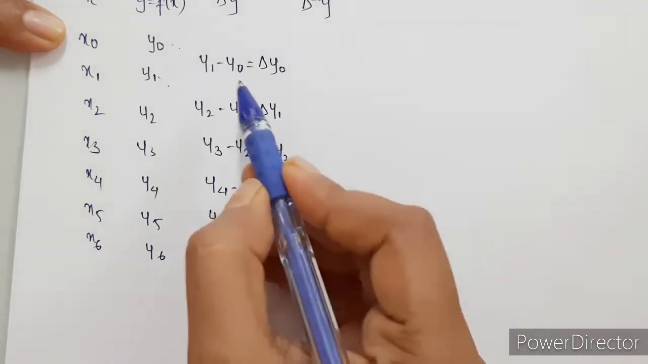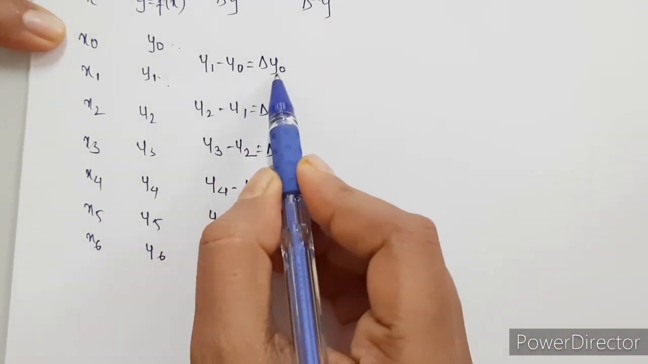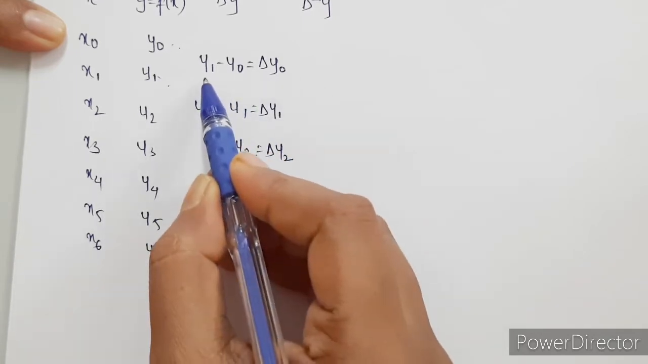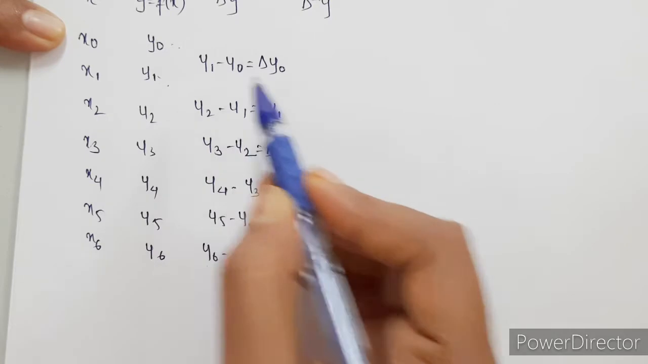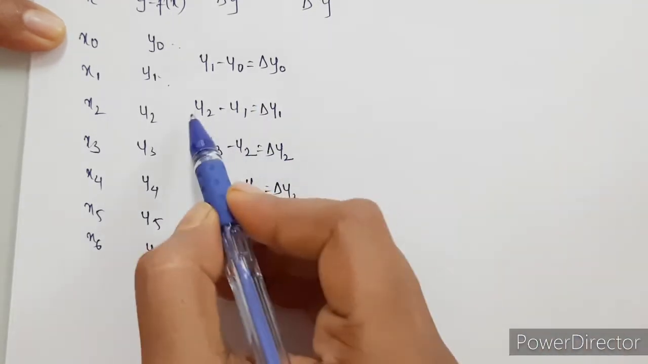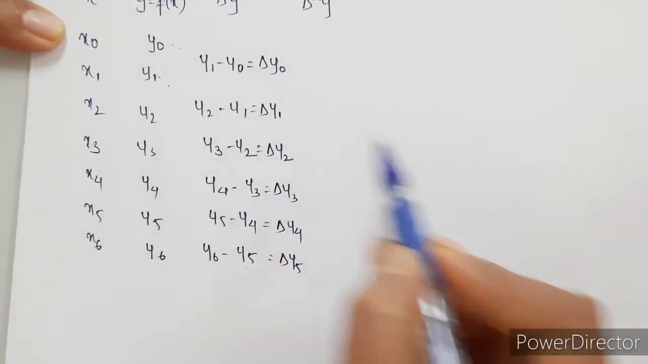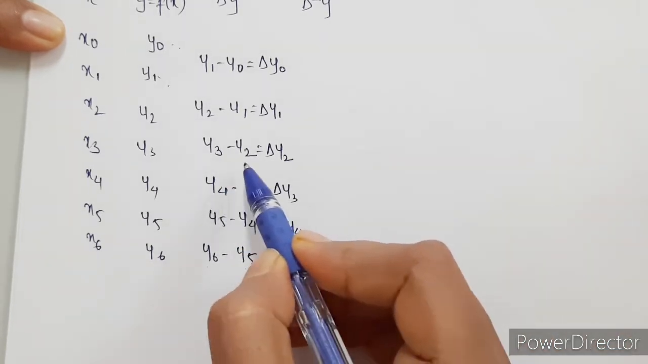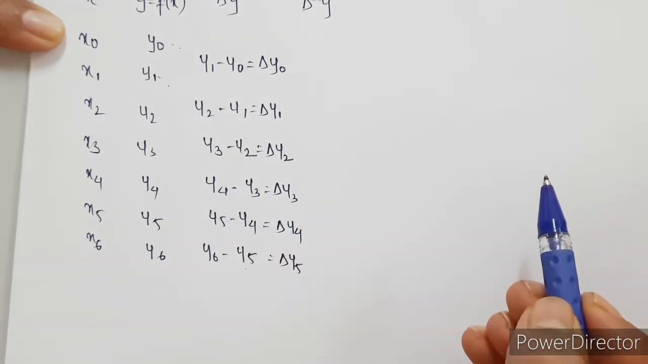If you talk about this, this is delta of y0, that is y1 minus y0, f of x0 plus h minus f of x0. Similarly, this is f of x0 plus 2h minus f of x0 plus h, f of x0 plus 3h minus f of x0 plus 2h and so on.